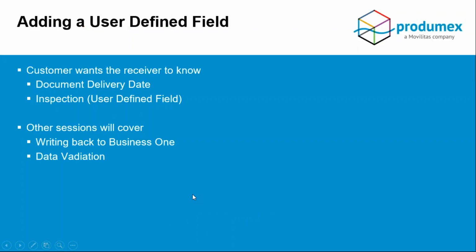So this concludes how to add a user-defined field and how to have it call data from the SQL or HANA database and to copy that in. And as I said, later we'll be covering sessions on writing data back to Business One and data validation. There is a good video called Customization in the YouTube channel that talks about this information, but we will be breaking these sessions out into separate little pieces.